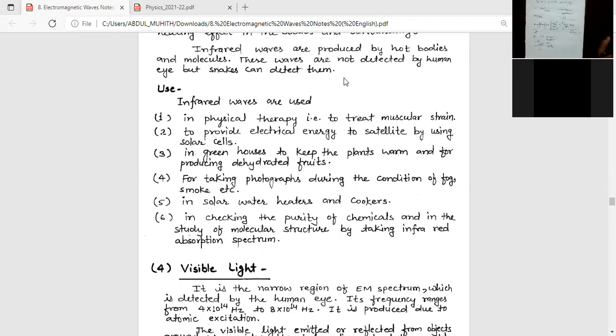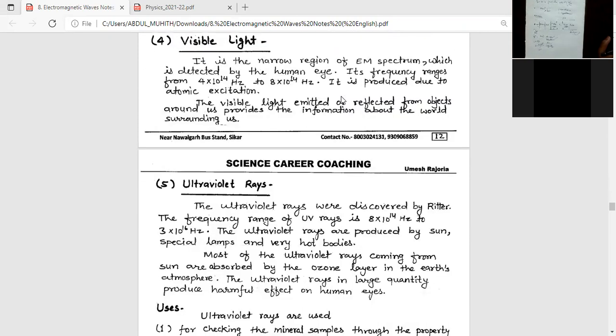Okay, I'm going with visible light. The visible region is a very narrow region of the electromagnetic spectrum, which is detected by the human eye. Its frequency ranges from 4 into 10 to the power of 14 hertz to 8 into 10 to the power of 14 hertz. It is produced due to atomic excitation. The visible light emitted or reflected from objects around us provides information about the world surrounding us. Whatever you want to see, first of all you should have visible light. Then only will you be able to see the object, or take photographs.